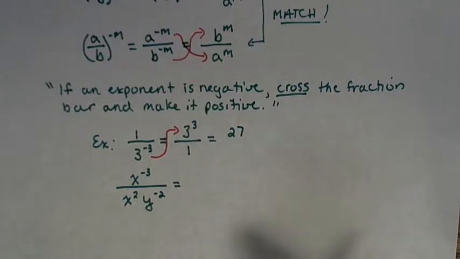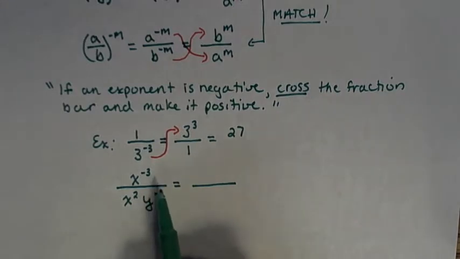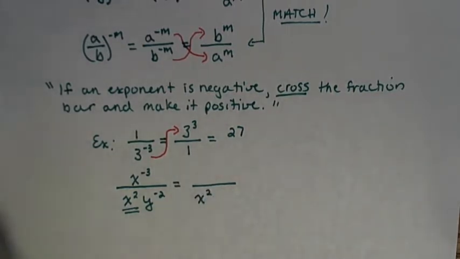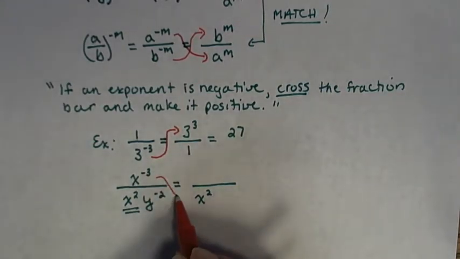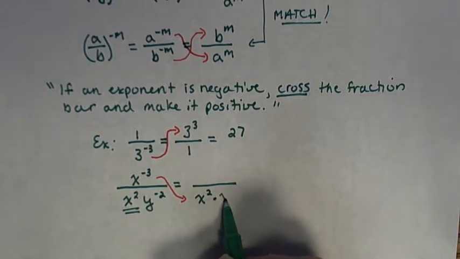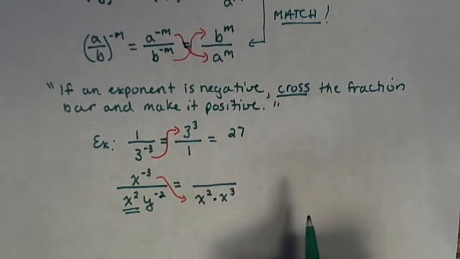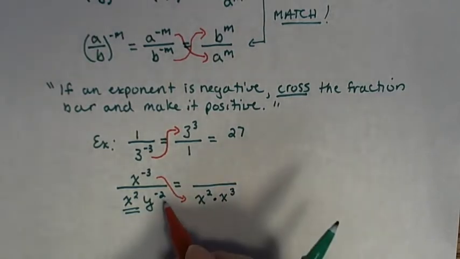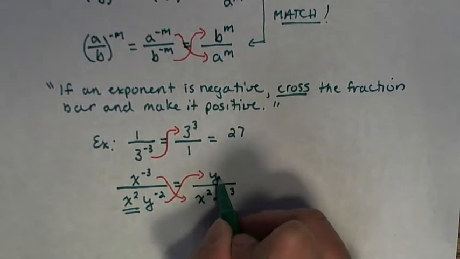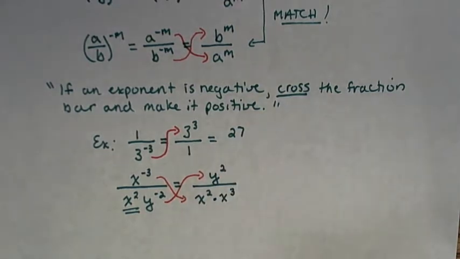So to start with, I might actually rewrite this by putting the x on the bottom and bringing the y to the top. Now notice this x squared is already positive. It stays down here. It does not move. But my x to the negative third is going to come down here. So if I bring it down, I'm going to get x squared times x cubed. Likewise, my y to the negative 2 moves to the top and becomes y to the positive second.